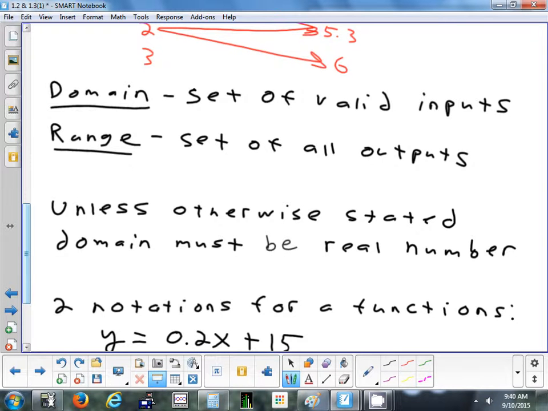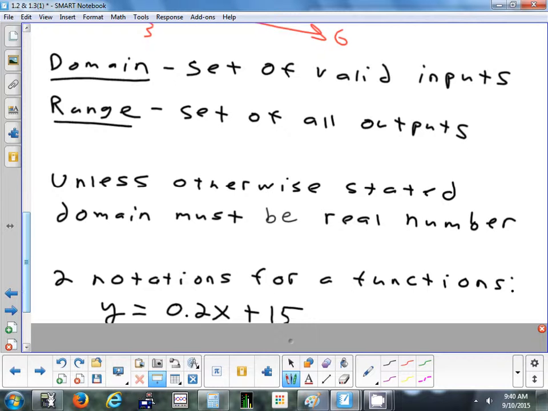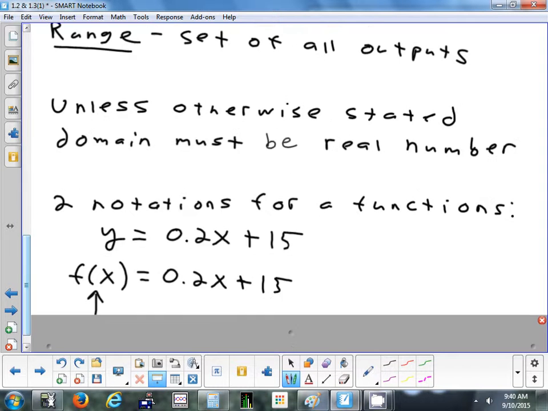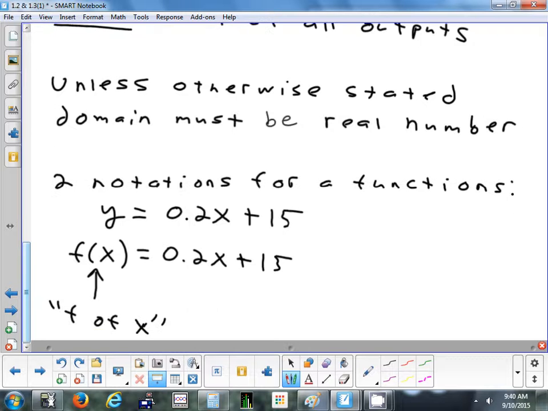When we write a function, there's 2 different ways you can write it. Most people have probably seen this before, y equals. Does anybody know the other way you can write a function besides y equals? It has like a letter with some parentheses. Yeah, you can use f of x. It's the same thing. It's just a different way to write it. I just want to make sure you're aware of both notations. If you already know that notation, you don't need to write it down. Just make sure you're aware of it.